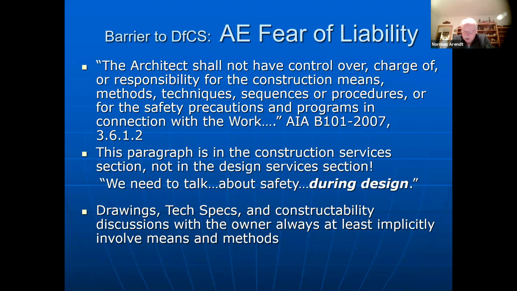Architects have a fear of liability, and they even have it in one of their documents, where the architect shall not have control over, charge of, or responsibility for the construction means, methods, techniques, sequencing, et cetera. What is interesting is that paragraph is in the construction services section and not in the design services section. And like it says there, we need to talk about safety during design. Drawings, tech specs, and constructability discussion with the owners always at least implicitly involve means and methods discussion. So we are talking about it. We just don't want to admit that that's what we're actually doing.